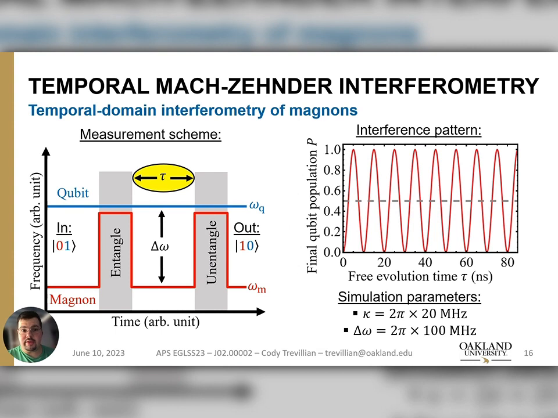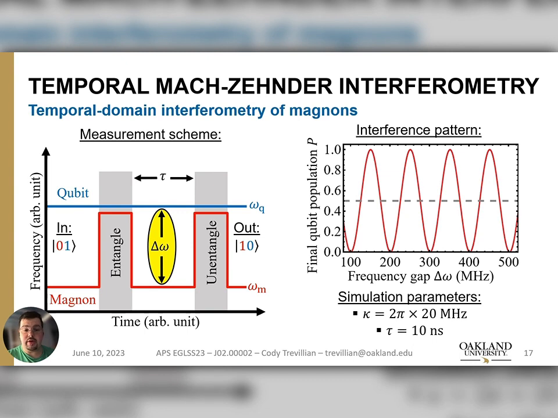On the right, the interference pattern shown is generated by changing the free evolution time while fixing the frequency gap. So after initially exciting the qubit mode, we run our measurement scheme and detect the final qubit population. And in this graph, the horizontal axis is the free evolution time, and the vertical axis is the final qubit population. So the solid red line shows the measured qubit population, and the dashed gray line shows the average qubit population. We can also generate an interference pattern by changing the frequency gap while fixing the free evolution time.